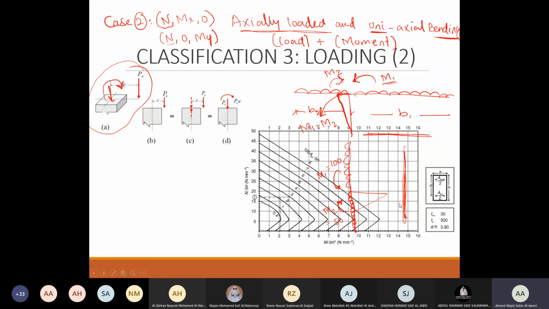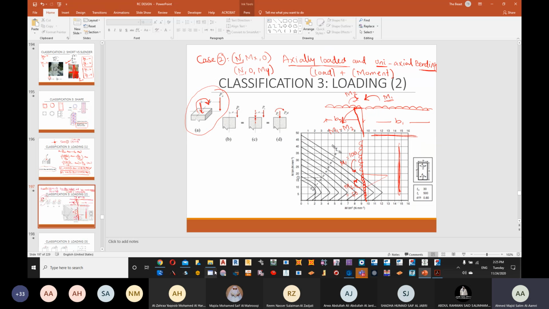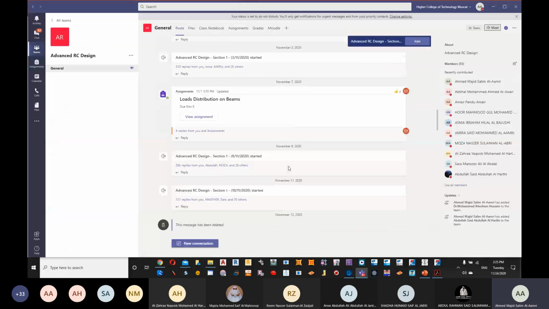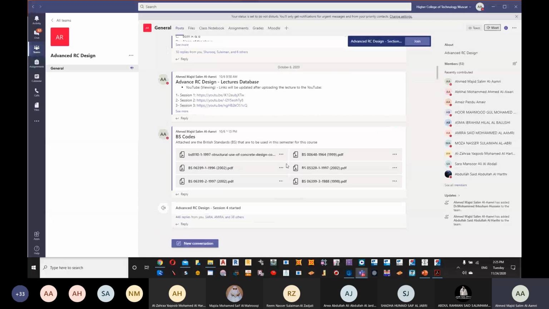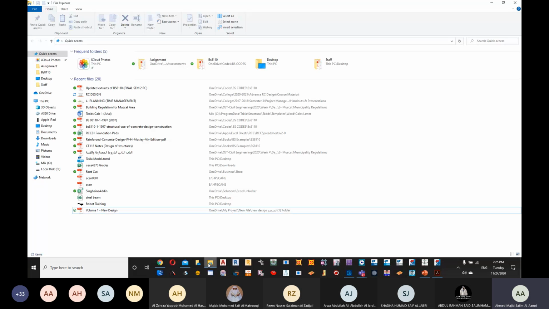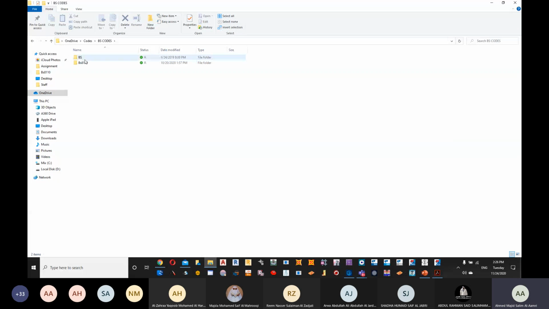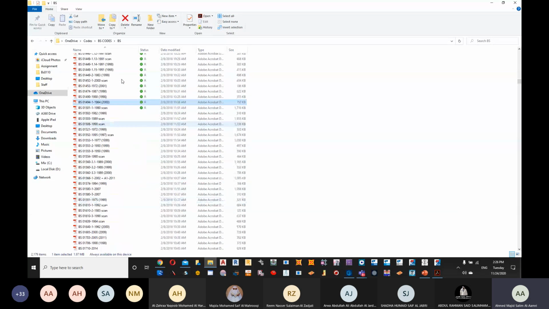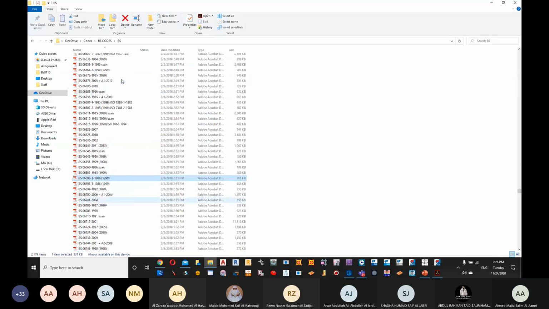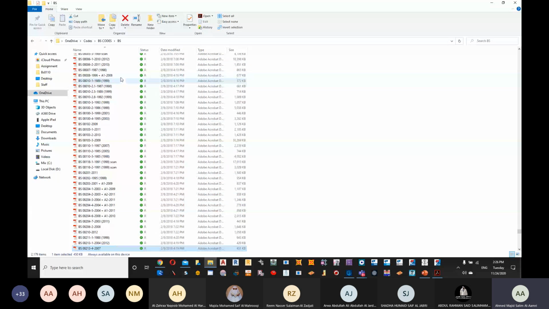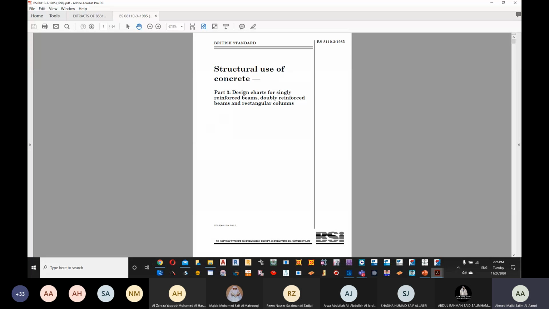Okay, we use charts. I think this is the first time seeing these charts. I have uploaded the codes for you, right? If we go to the codes, BS 8110 part number 3. It gives design charts for singly reinforced beams, doubly reinforced beams, and rectangular columns.